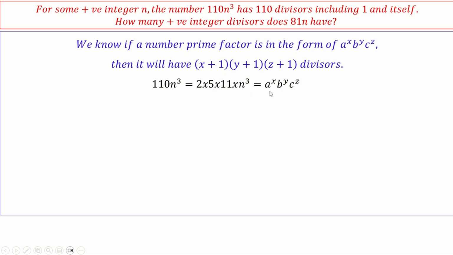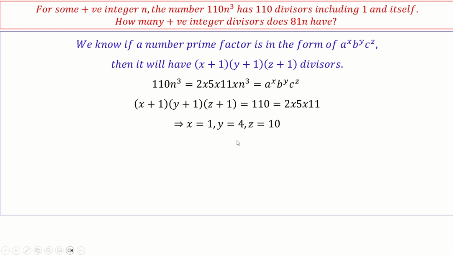So let's assume this is in the form of a to the power of x, b to the power of y, and c to the power of z. Now x plus 1 into y plus 1 into z plus 1 equal to 110, which is 2 into 5 into 11, right? It should be in this form. Now you should get, let's say, 2 here, 1 plus 1, then 4 plus 1, and maybe 10 here. Correct? So x equal to 1, y equal to 4, z equal to 10. Which one of a, b, c is 2, 5 or 11 doesn't matter for us. What we are interested in is the x, y, z's now.